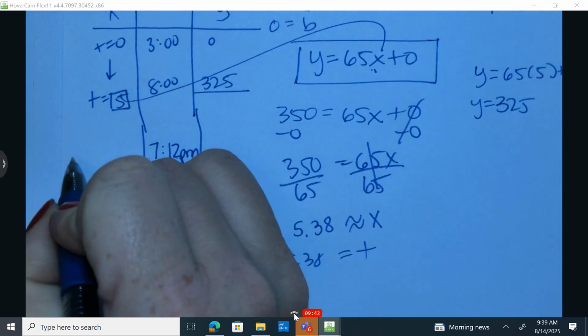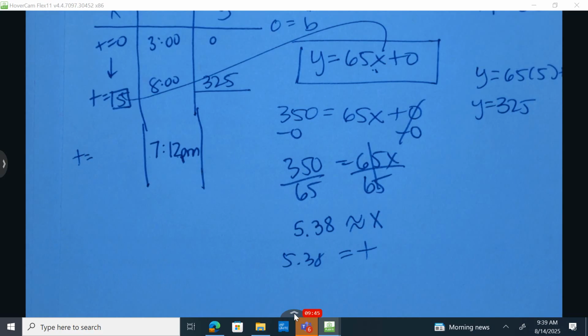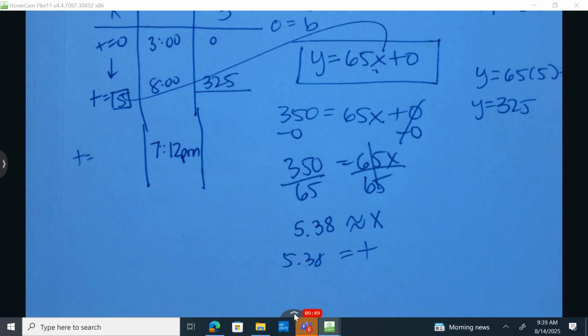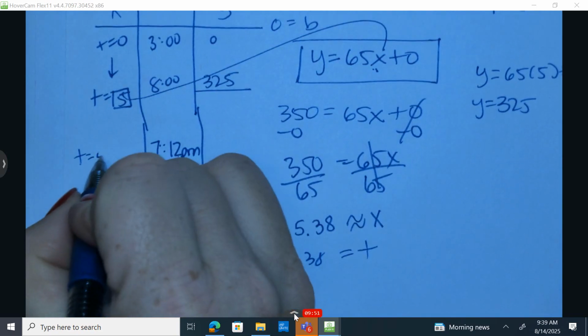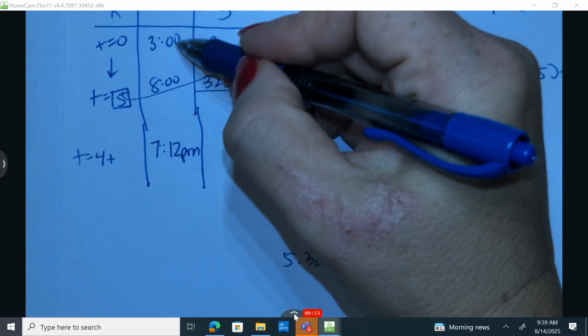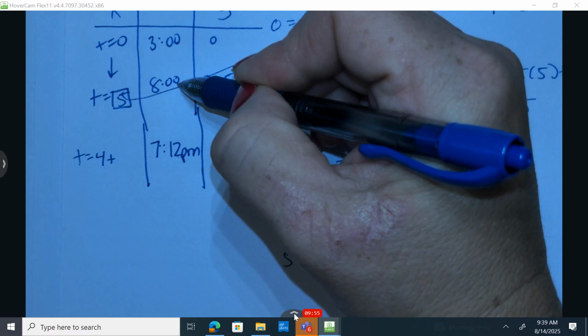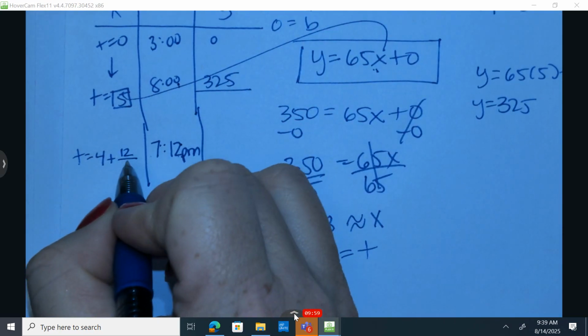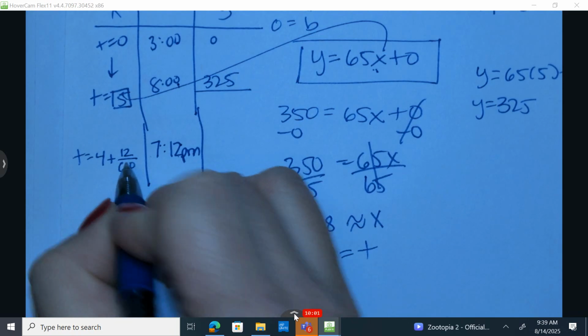7:12. So the first thing I have to do is identify what is my t. So I think to myself, from 3 p.m. to 7 p.m. is a difference of, tell me, 4. Now I have these leftover minutes because it's not exactly at 7. How many minutes are there in an hour? There are 60.